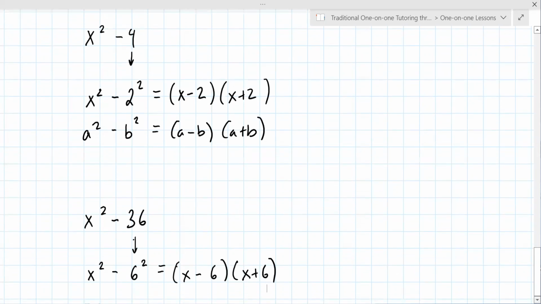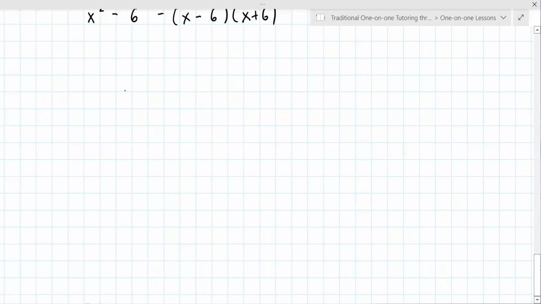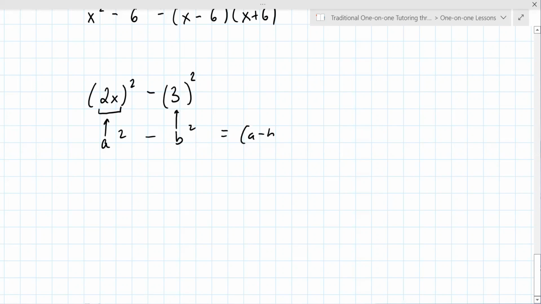Okay. All right. So we're getting closer to doing a problem like D, but let me just make this one easier. Let's say it was 2x squared minus 3 squared. A and B can be more than just a number, more than just a letter. They can be a 2x, for example, and B can be 3. So when you write A minus B, A plus B, it can be more than just a letter or number. So it's really 2x minus 3, 2x plus 3.